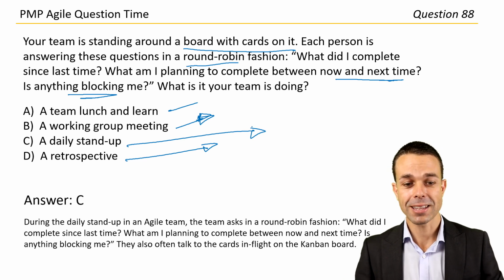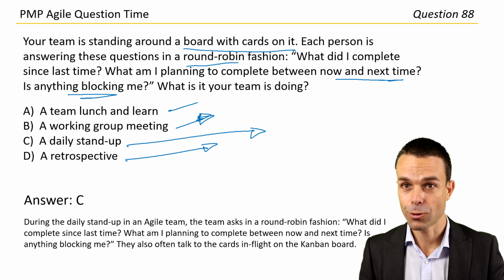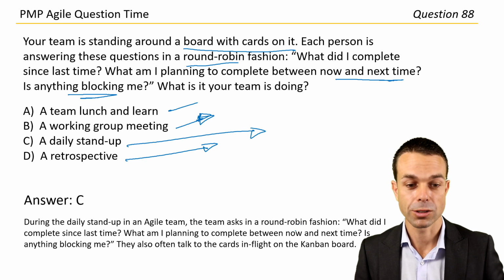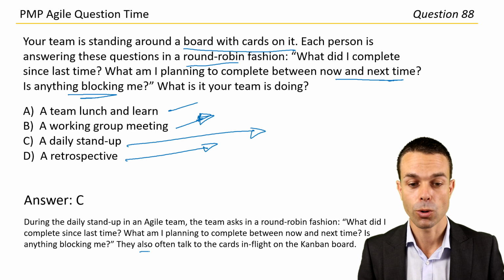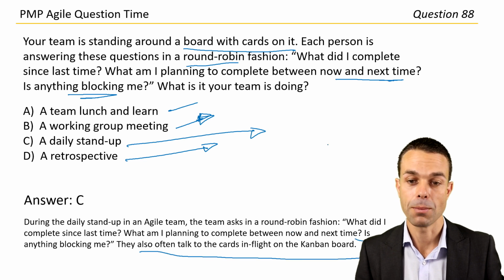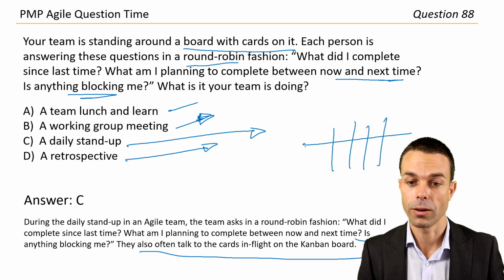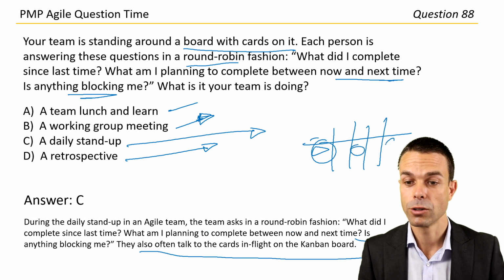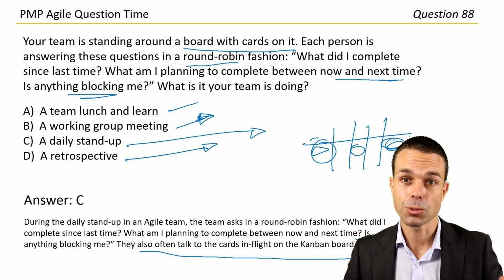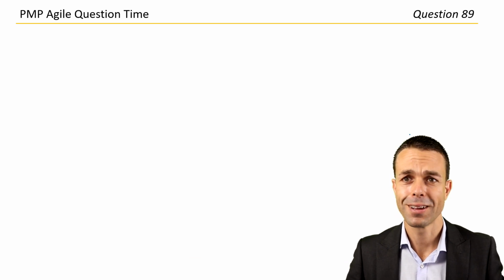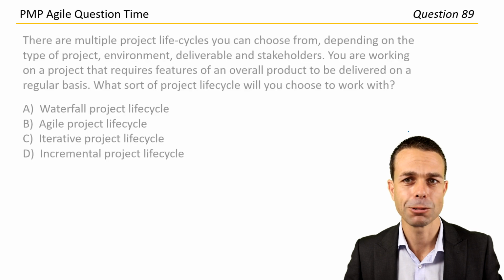Here it is. The daily stand-up in an Agile team asks in a round-robin fashion all of those questions. What did I do? What do I plan to do? And is anything blocking me? And we talk to the cards in flight on a Kanban board, usually. So from to do, to in progress, to done. And that's how we see how things are tracking. We make it visual, and that's part of the beauty of it as well. All right, that was a nice simple one to start. Let's see what we've got next.